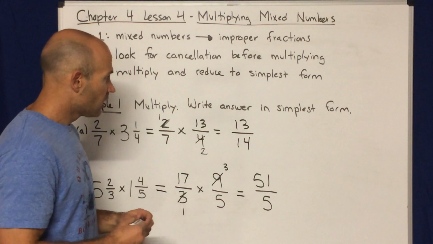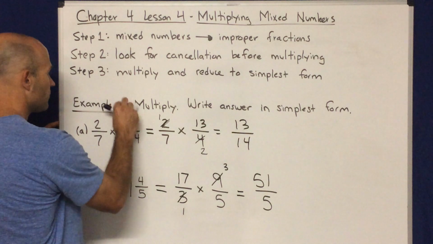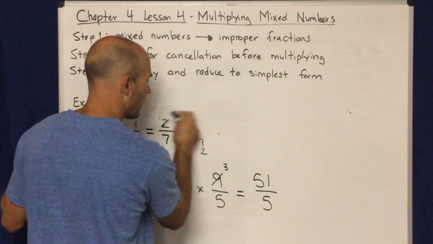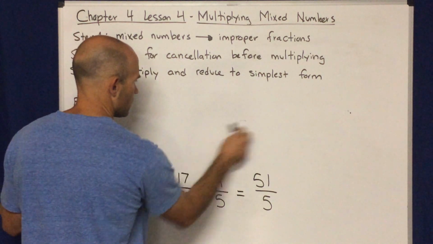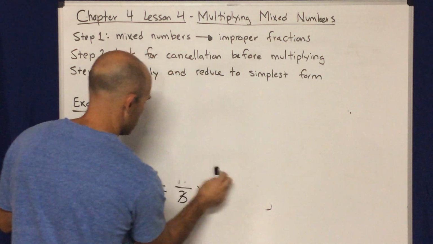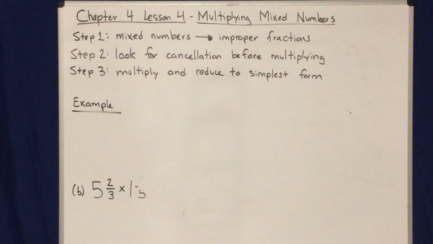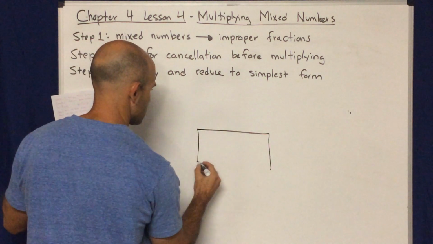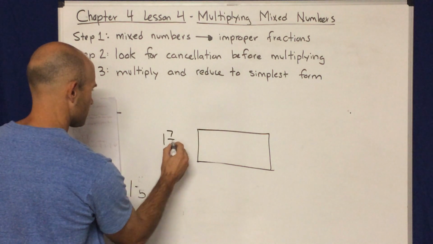So I want to do one more similar example where we use this idea to compute the area of a rectangle, and the rectangle will have side lengths that are mixed numbers. All right, so we'll go ahead and compute the area of this rectangle. So I'll draw it first. And it's not drawn perfectly to scale.